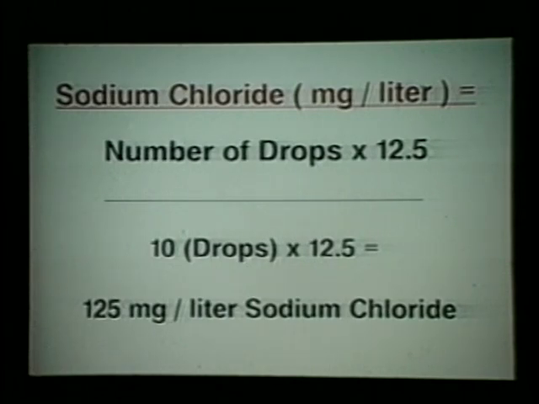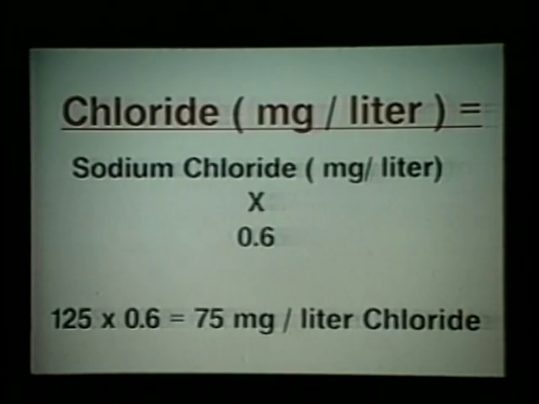For example, if 10 drops were required, then the concentration will be 10 times 12.5, or 125 milligrams per liter. To convert the results to milligrams per liter of chloride, multiply the milligrams per liter of sodium chloride by 0.6. In our example, the value of 125 times 0.6 is equal to 75 milligrams per liter chloride. This conversion is usually made since the chloride concentration must be known to prevent nitrite toxicity.